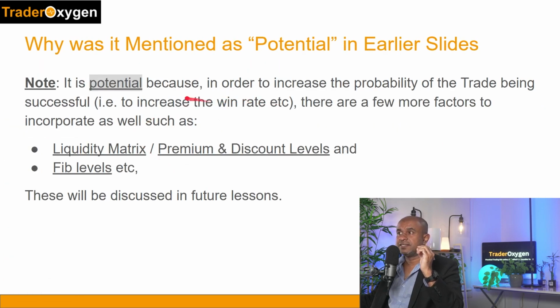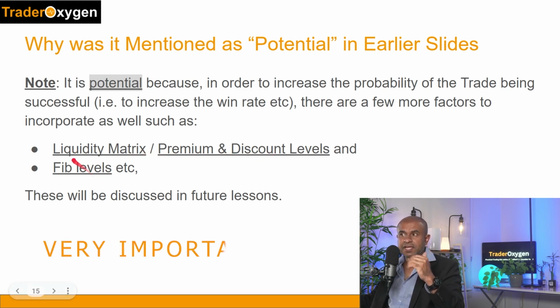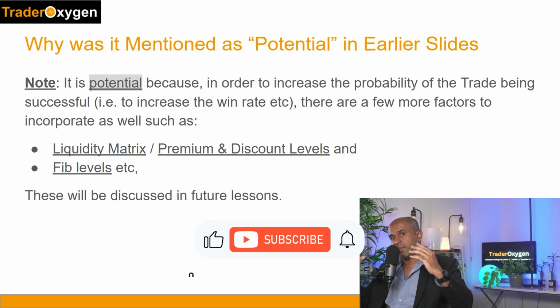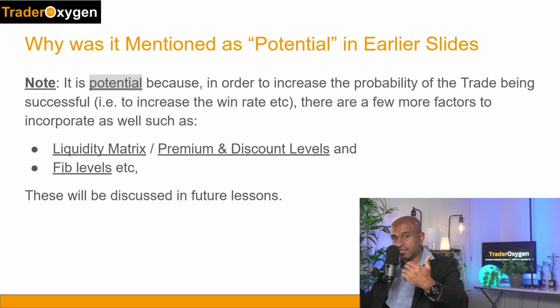So the answer is, in order to increase the probability of the trade being successful and to increase the win rates, there are a few more factors you have to add, such as liquidity matrix, premium and discount levels, and fib levels. When you add these parts also, it increases the probability of a successful trade. Now, liquidity matrix and fib levels will be discussed in the future lessons. Until then, whatever was discussed up to now will give you a probable trade setup.